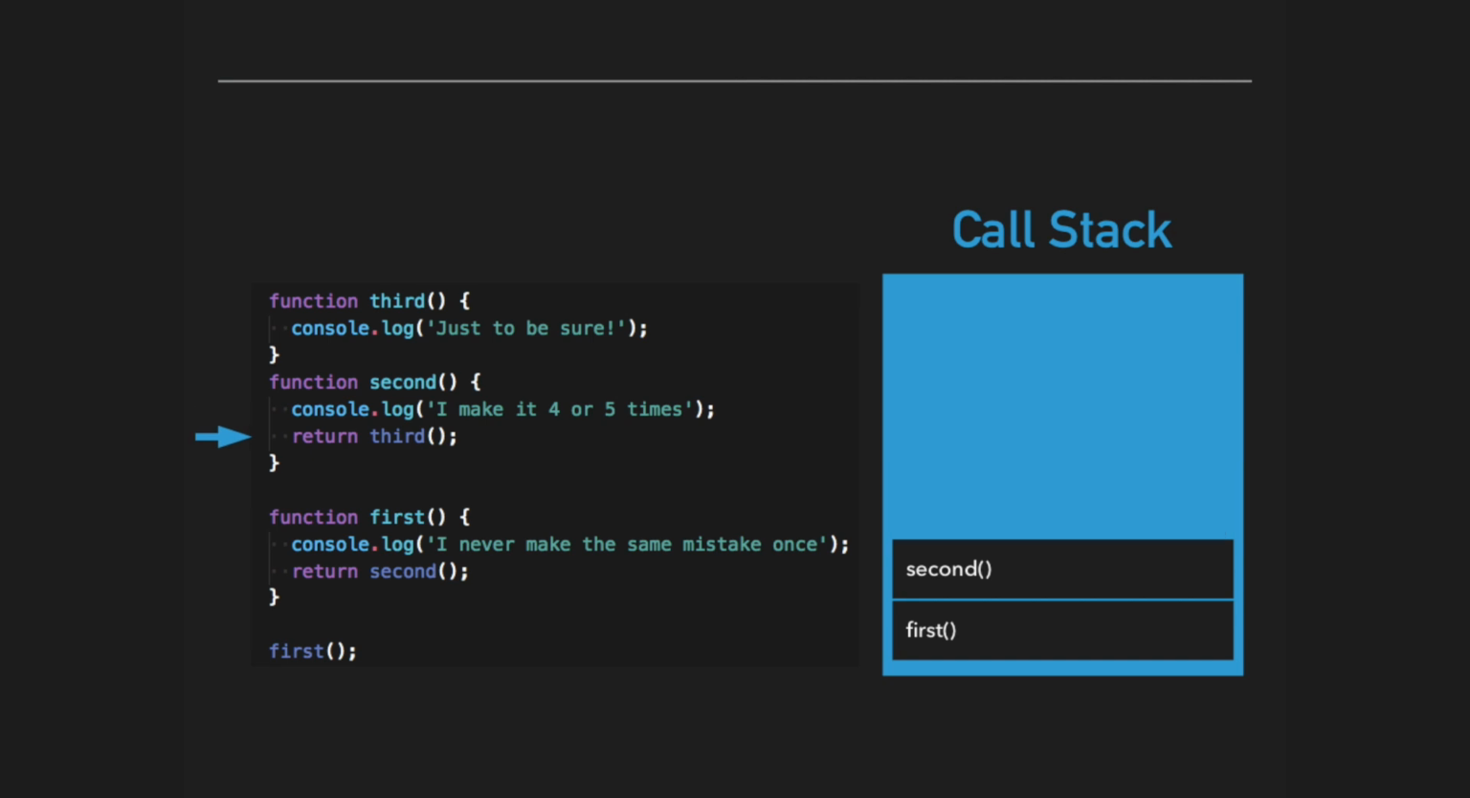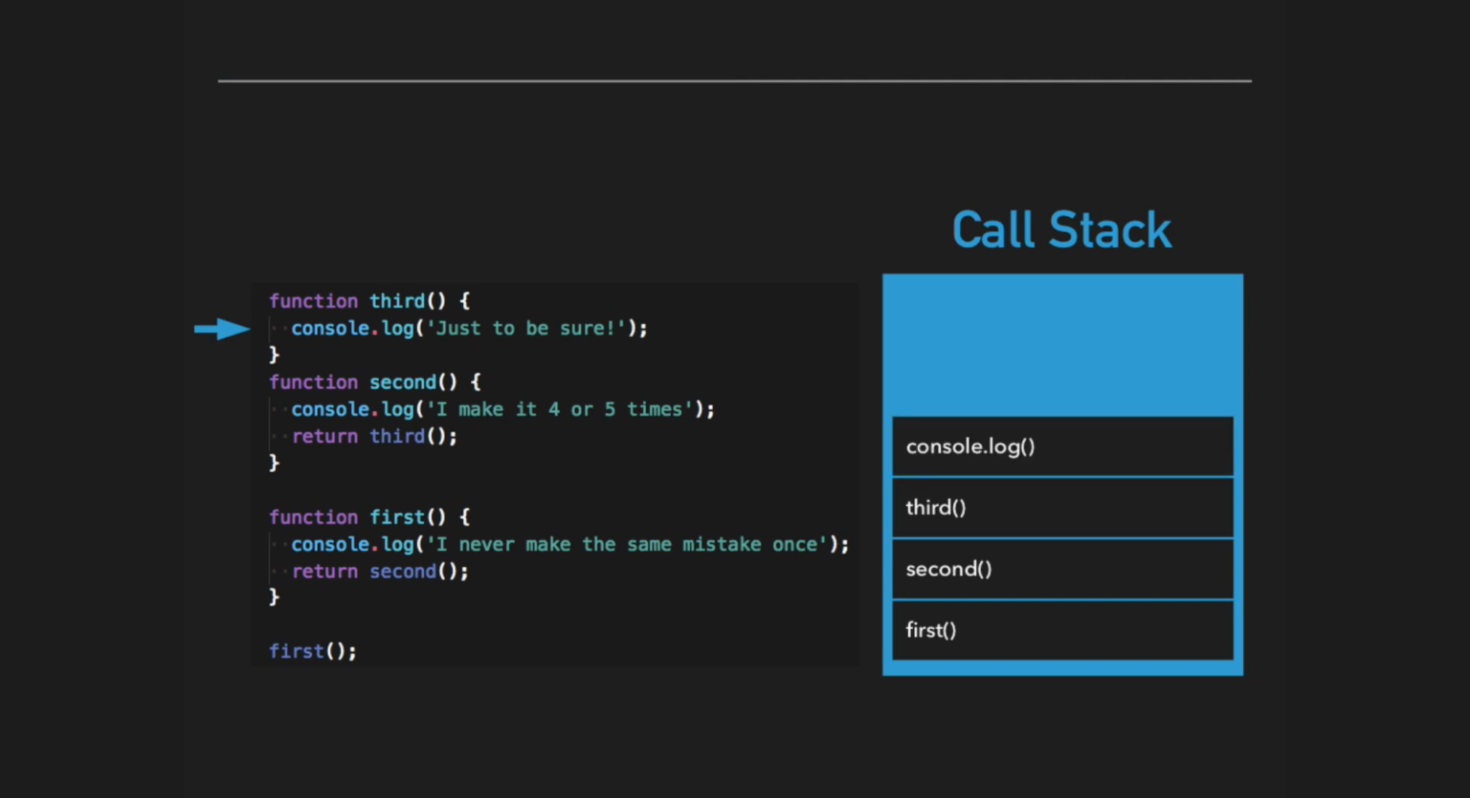And then we move down to third, and the same thing happens here. So third gets pushed onto the stack. We move inside, we execute, and we have this console log statement, which is just to be sure. So we log this. Gets popped off. And then we don't have an explicit return here. We have an implicit return. There's nothing else inside of our third function. So we're going to go ahead and return out of this function.